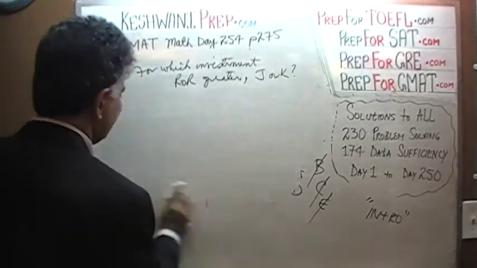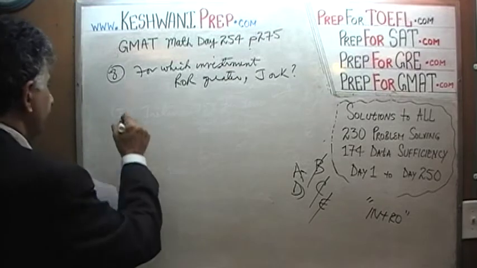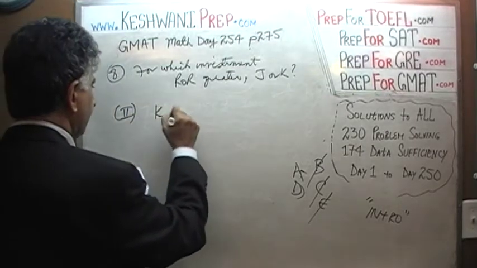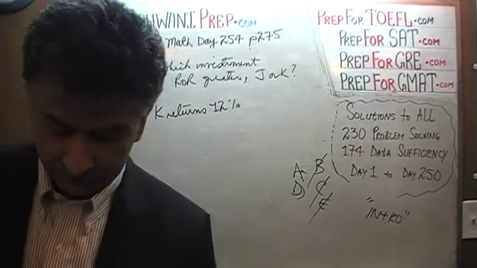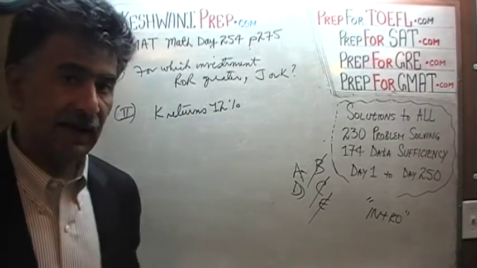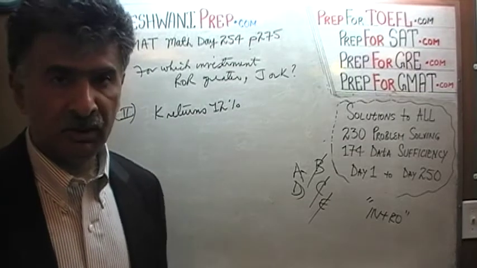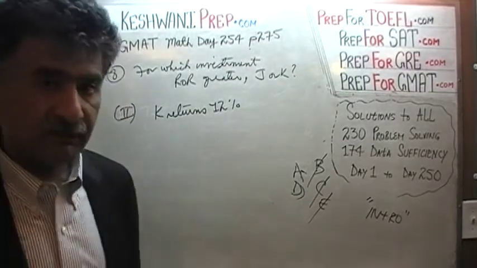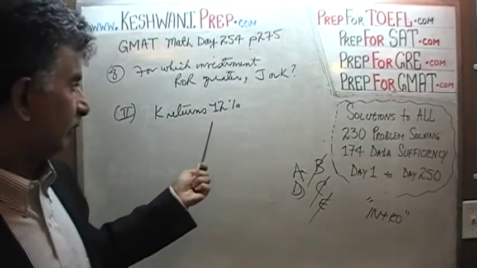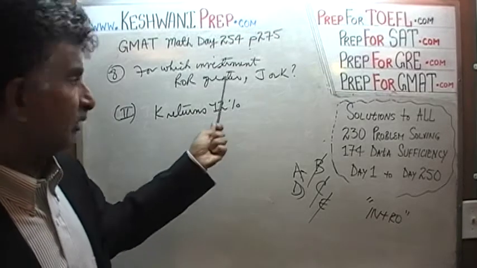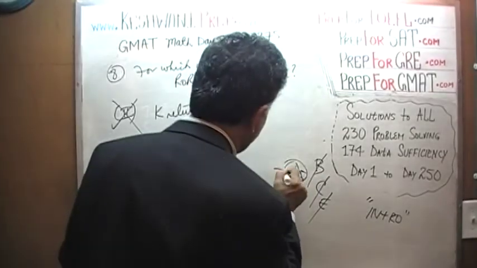Second statement. The answer has to be either A or D. In the second statement they tell us that K returns 12%. Well, simply knowing that the rate of return on K is 12% does not enable us to answer the question, which is, return on which investment is greater. We do not know the return on J. The second statement tells us nothing at all about the return on J, so simply knowing what the return on K is does not enable us to tell which one has a greater return. The second statement is not enough. Therefore the answer is A.